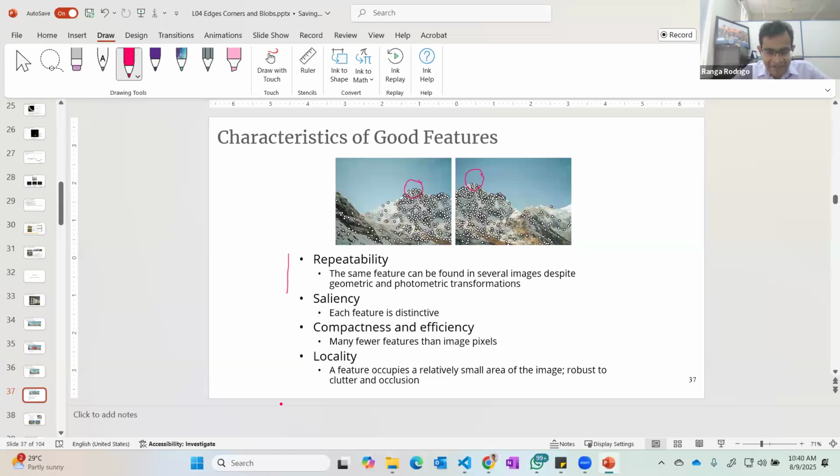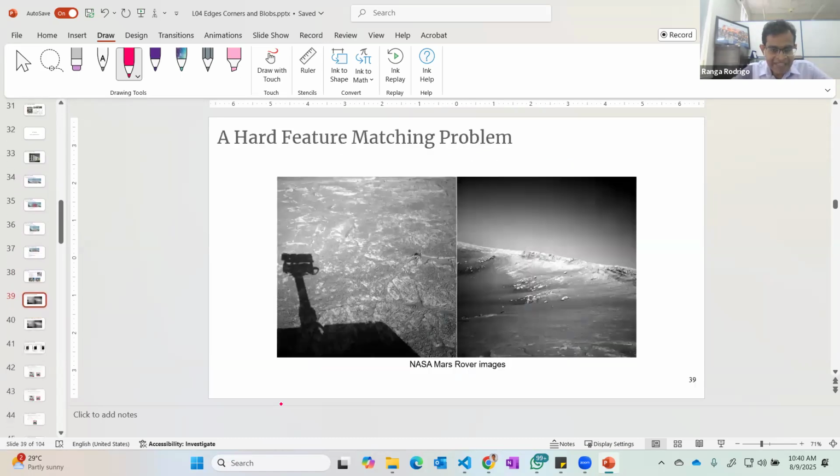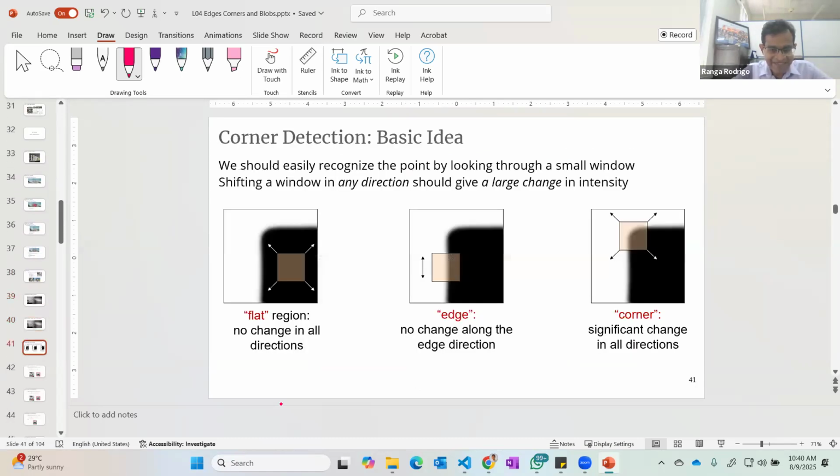So compactness, efficiency, saliency, locality, these properties we discussed. And we looked at some applications and did this fun exercise also.